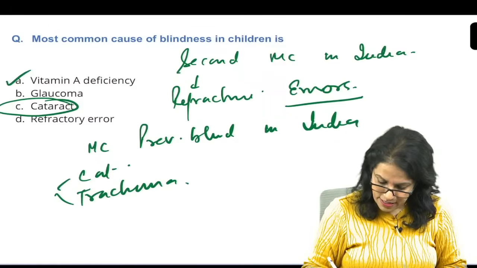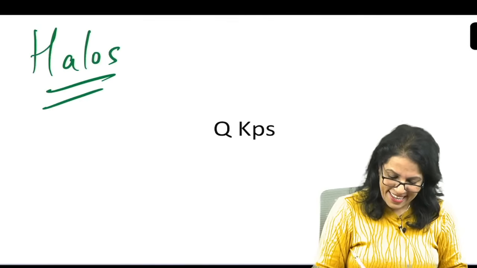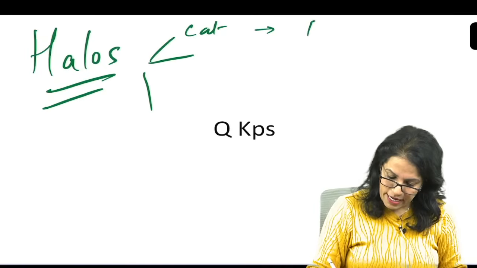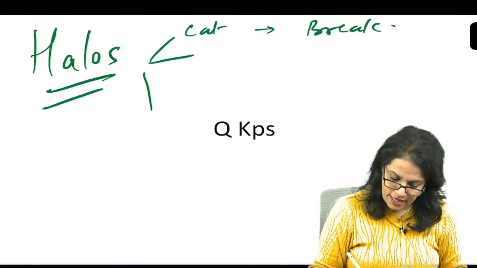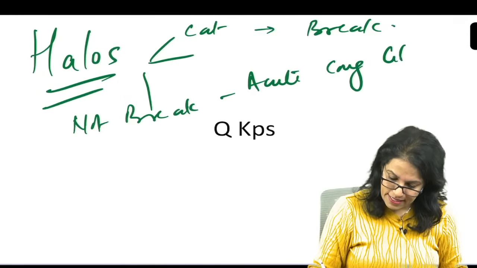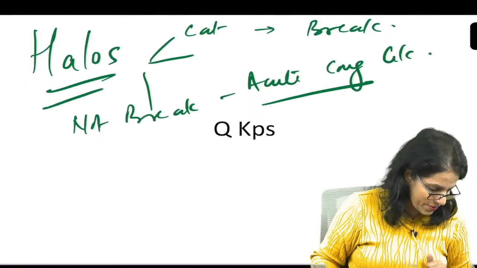ठीक है, so halos are written as like this. ठीक है, so halos can be cataract. If the halos break, it is cataract. ठीक है, if not break, then we will learn it as acute congestive glaucoma. I just missed to include that Finchem's test वाला slide, but yes, I think this was also a question.